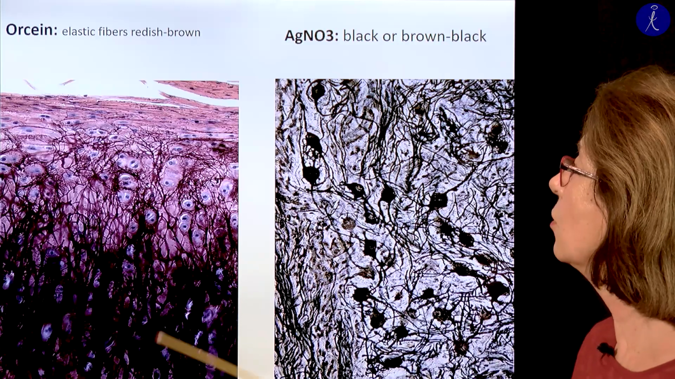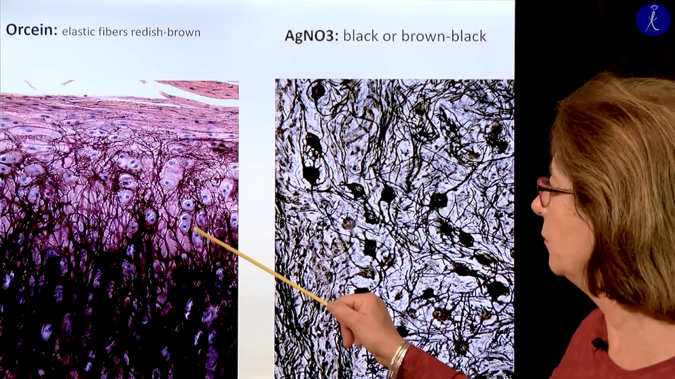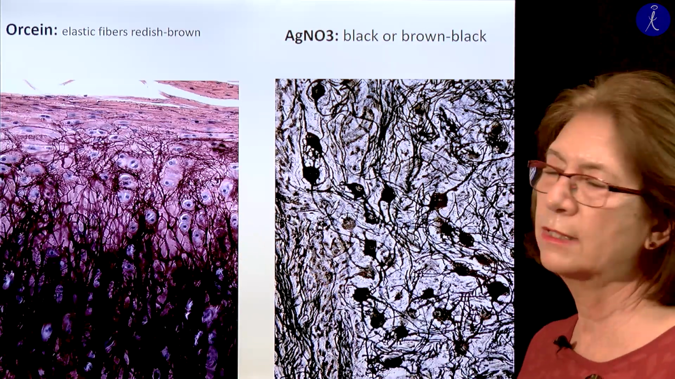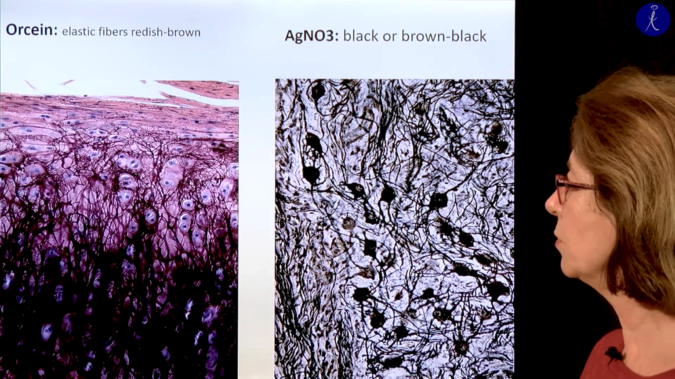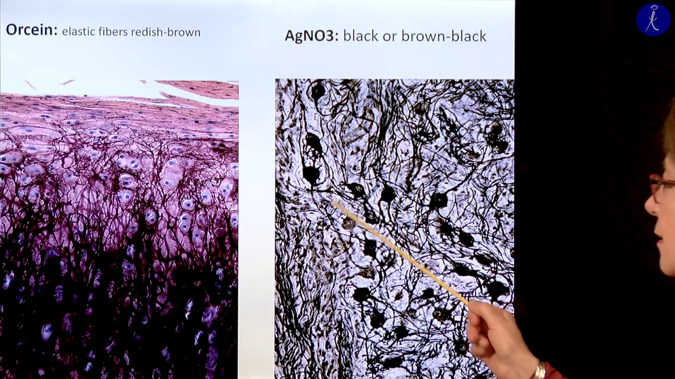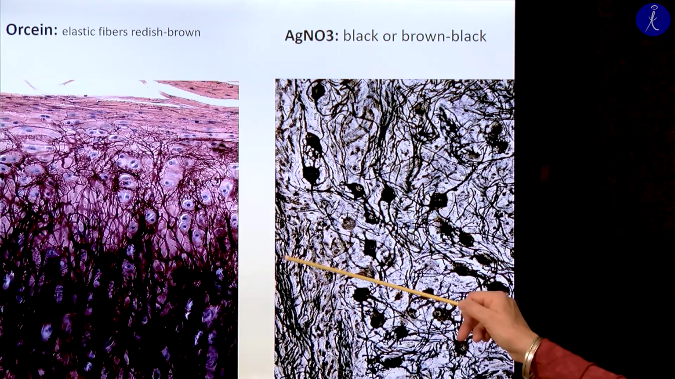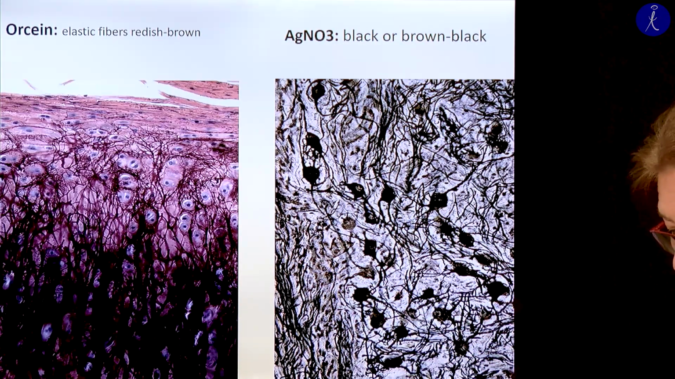In this case, orcein is specific for elastic fibers. It may be combined with hematoxylin, like here, or sometimes we don't use hematoxylin, we use only the orcein. Silver nitrate is the typical staining of the nervous tissues. It has a blackish, dark gray or brownish color. Here you see the big multipolar nerve cells, and here you see some nerve fibers running.